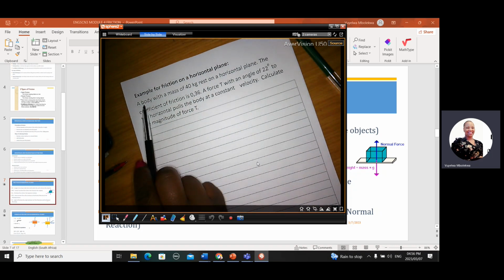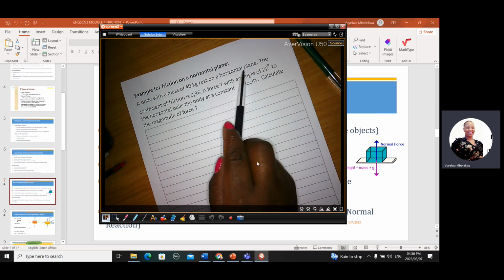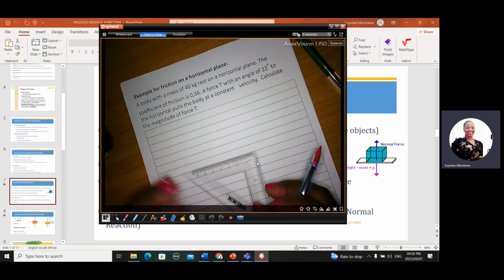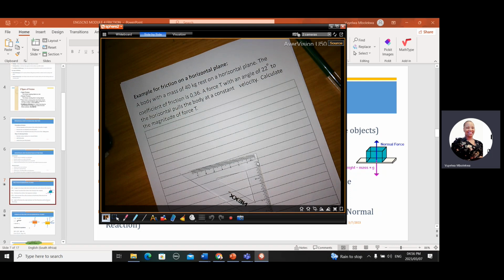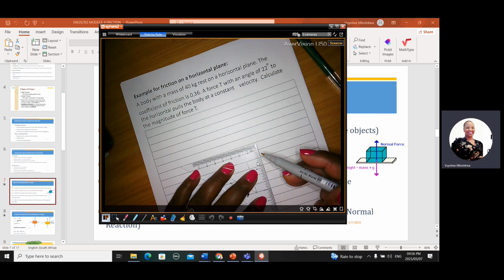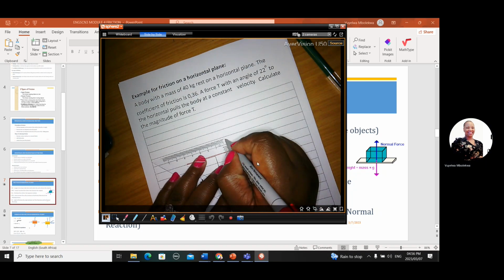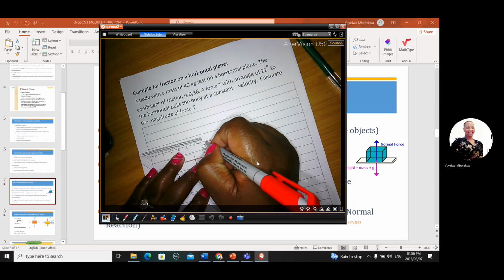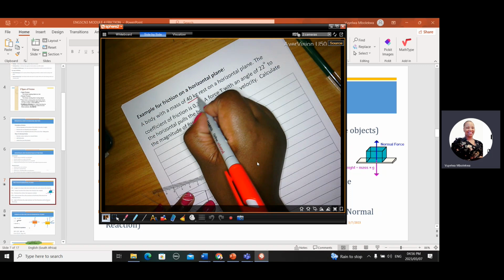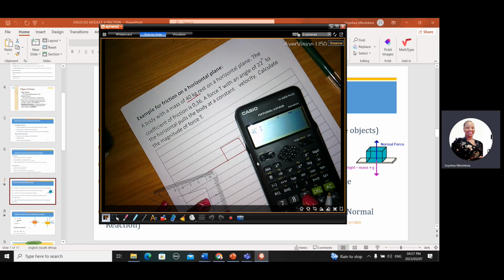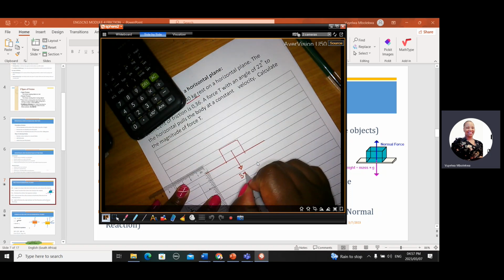So this example says that a body with a mass of 40 kilograms rests on a horizontal plane. So let's sketch this body showing that it's resting on a horizontal plane. So here's a horizontal plane. There's a body resting. This body has a mass of 40 kilograms. So a mass of 40 kilograms will give you a weight of 392. So that means it's got a weight of 392 downwards here.